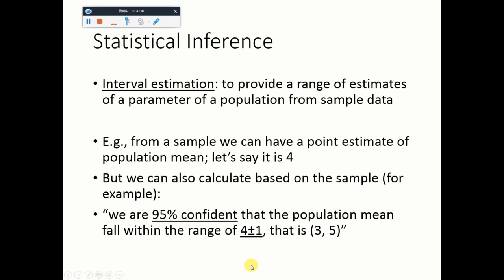But a question, of course, is where do we get this 95% from? And what is 1? Where does it even come from? This part is easy to understand, right? 4 minus 1, that's 3. 4 plus 1 is 5. But where does this come from? Where does this 1 come from?